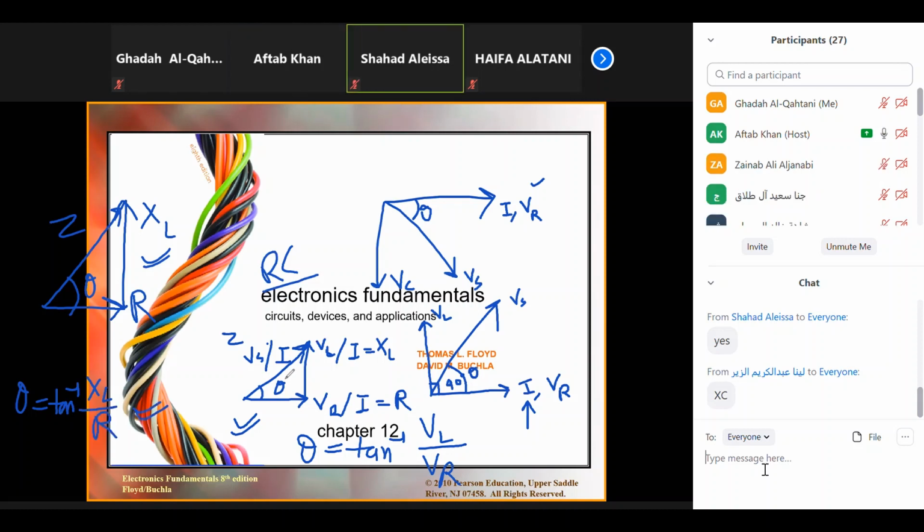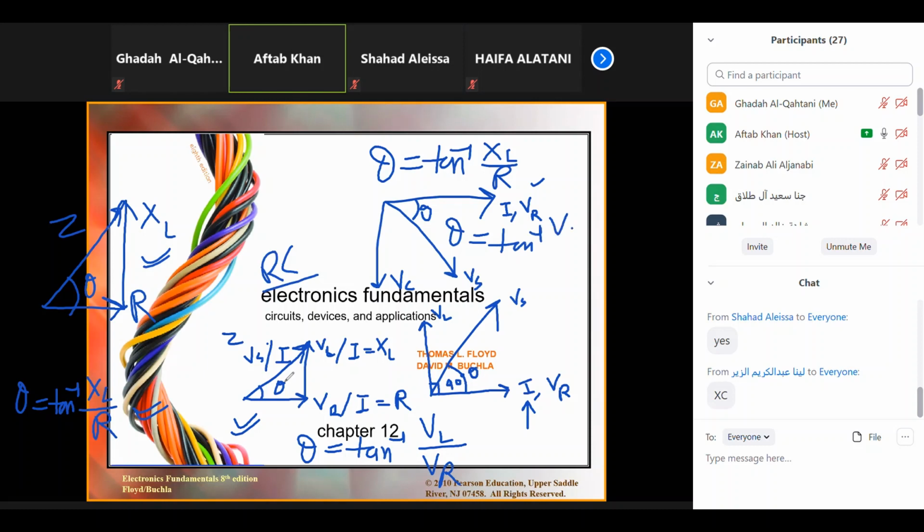Do you remember, it is exactly the same theta, but the change was there. Theta is equal to tan inverse XC over R. Absolutely right. And another theta was tan inverse VC over VR. That one is also the same. So this is the similarity; the changes are only here. Here it was down, but here it is up.